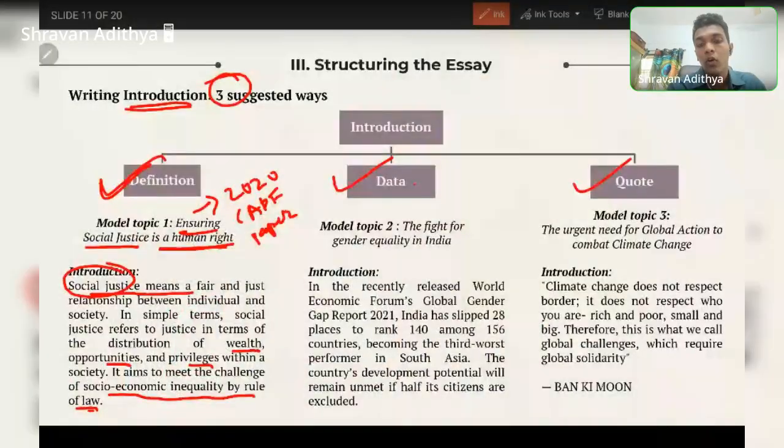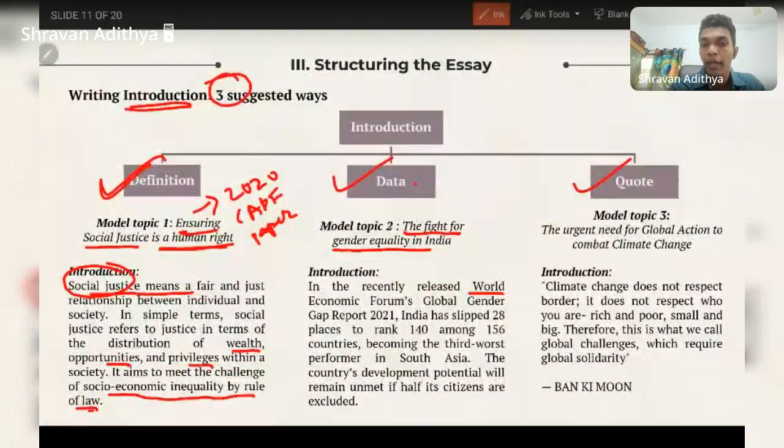And then, a data-driven introduction. For example, you have an essay on the fight for gender equality in India. An apt introduction could be: in the recently released World Economic Forum's Global Gender Gap Report 2021, India has slipped 28 places to rank 140 among 156 countries, becoming the third worst performer in South Asia. The country's development potential will remain unmet if half of its citizens are excluded.